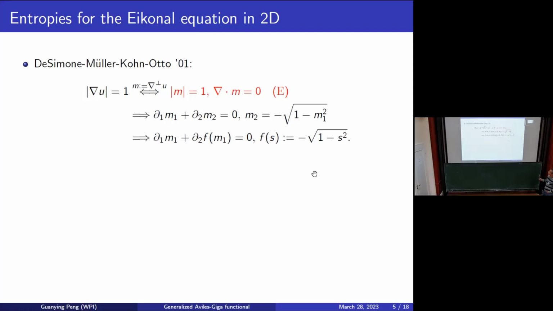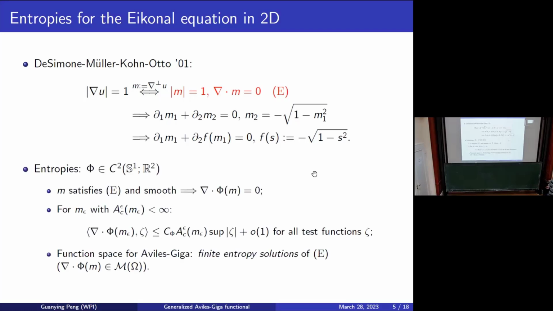This can be realized as a scalar conservation law for M1 if we think of the first spatial variable as the time variable with this nonlinear flux function. And then this group of authors formally defined the entropies for the Eikonal equation in 2D. In this setting, entropies satisfy the following two important properties.